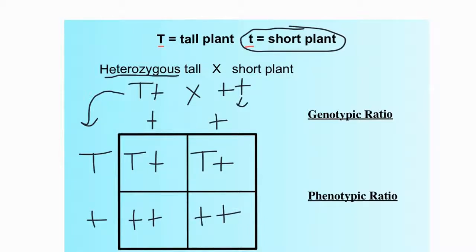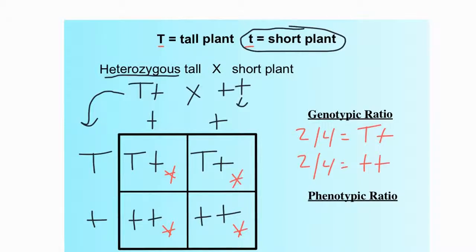Now, what are the genotypic ratios? How many of them are big T, little t? I see 1, I see 2. 2 out of 4, or 1/2, or 50%, have the genotype of big T, little t. Now, how many are little t, little t? I see 1, I see 2. So 2 out of 4, or 1/2, or 50%, will have the genotype of little t, little t.